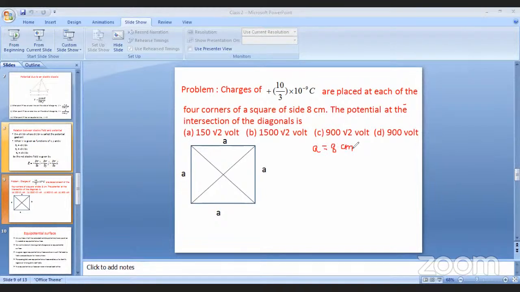A equal to 8 centimeter. Now we have to find out the potential at this point, the intersection of the diagonals. The potential at this point.